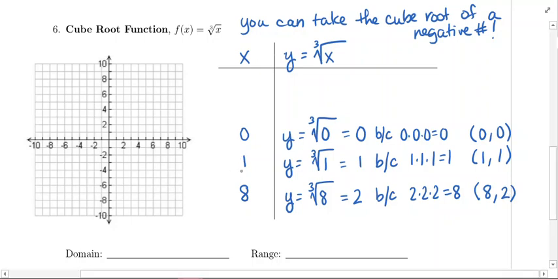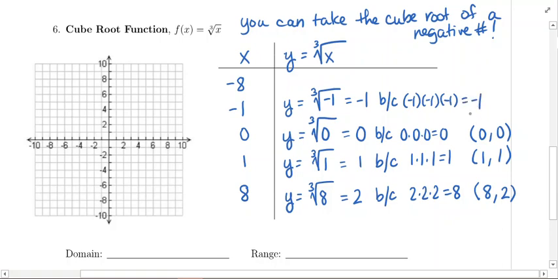The negatives of these also work because you can have a negative under the cubed root. So if x is negative 1 or if x is negative 8, these should work as well. Let me start with negative 1. If x is negative 1, then y is the cubed root of negative 1, which is negative 1, because if you multiply negative 1 by itself 3 times, negative 1 times negative 1 is positive 1, times negative 1 is negative 1. So the point negative 1, negative 1 will be on the graph.